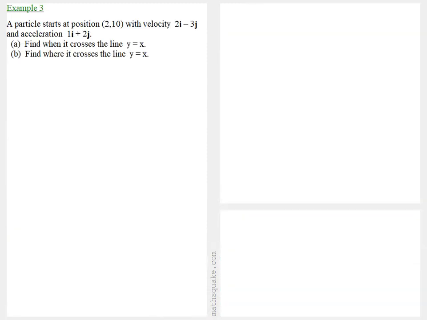Example 3. A particle starts at position (2, 10) with velocity 2i minus 3j and acceleration 1i plus 2j. In part A, you're asked to find when it crosses the line y equals x. Now, when we try to solve this, the first thing we notice is it doesn't start at the origin. It starts at the point 2i plus 10j. We call the starting point S0. So we have S0 is equal to 2i plus 10j, u, the initial velocity, is 2i minus 3j, and a, the acceleration, is 1i plus 2j.